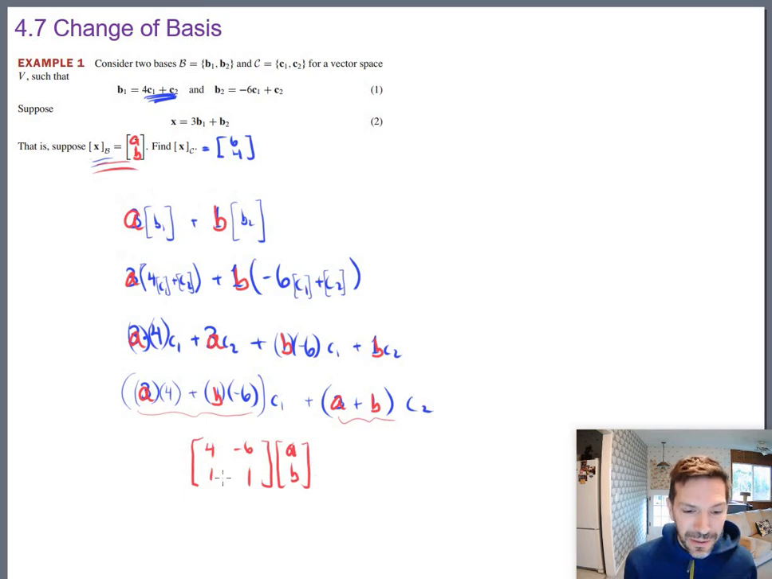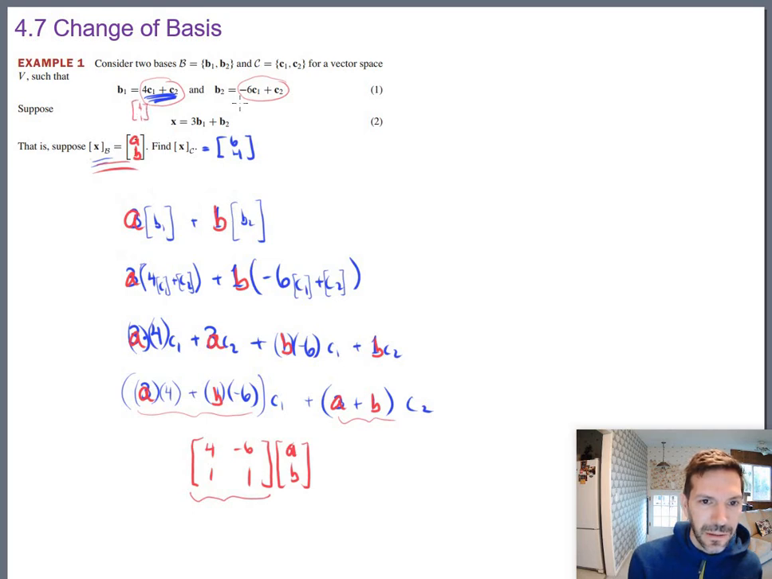So notice what this change of basis matrix ended up being. It ended up being the C coordinates of B1 and the C coordinates of B2. They sort of had them written out this way, but really we would write those 4, 1, and -6, 1. So putting those together gives you your change of basis matrix.